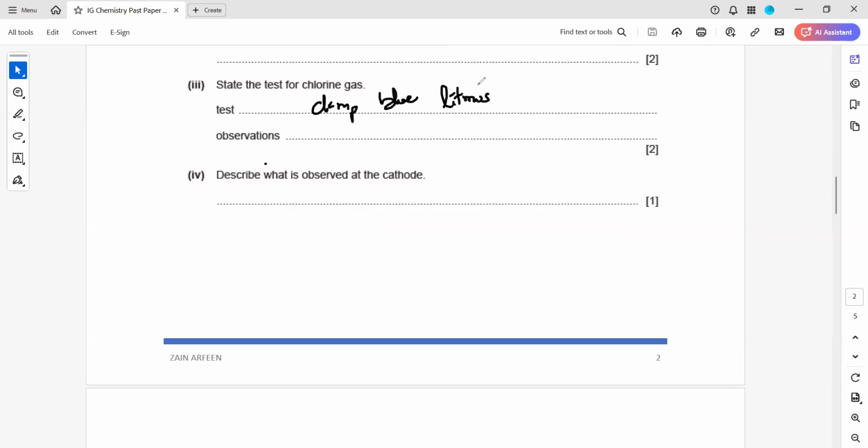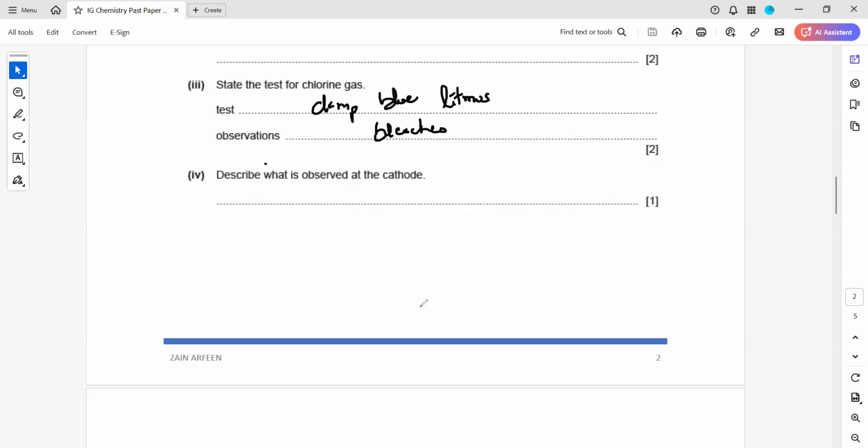Sir, will you lose the mark if we don't write the color? Damp litmus paper is also fine, but blue is the right term. So damp blue litmus, and the observation is it bleaches. Bleaches means the color will be removed. First it will turn red and then bleach, that is what practically happens, but if you want to write the final result, you mention it bleaches.